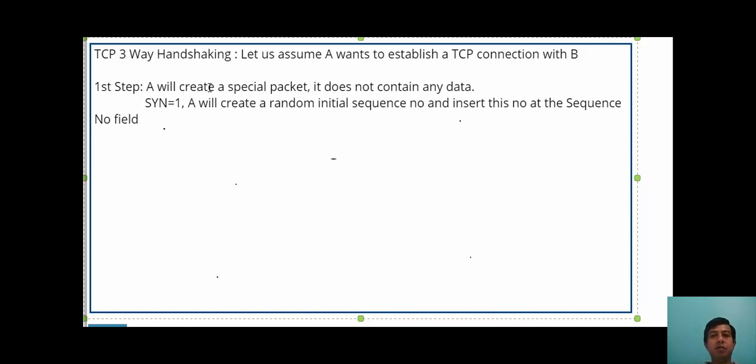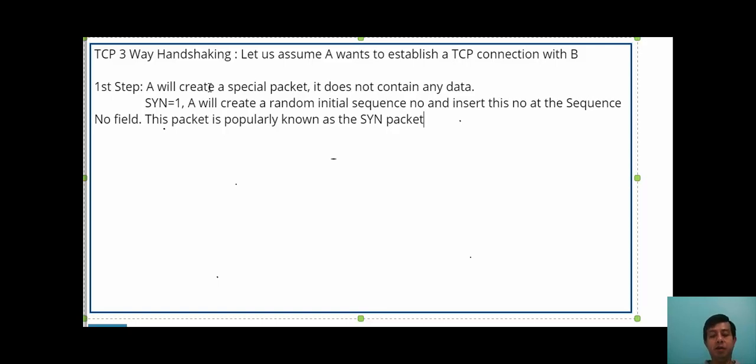So this is the first step. The first step is A will create a special packet. There is no data in the packet. The SYN flag will be set, that means the SYN flag will have a value of 1, and A will generate a random initial sequence number, and it will insert this random sequence number at the sequence number field. Clear? This packet is popularly known as the SYN packet.